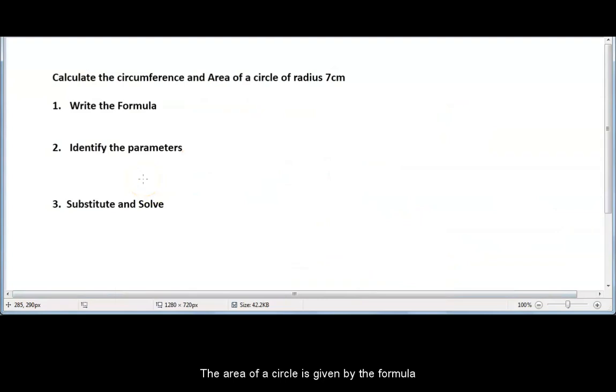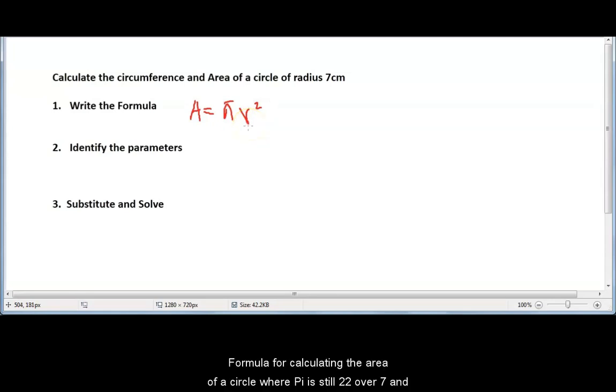The area of a circle is given by the formula A, where A stands for area, is equal to pi multiplied by r square. That's the formula for calculating the area of a circle, where pi is still 22/7 and r is 7 centimeter.